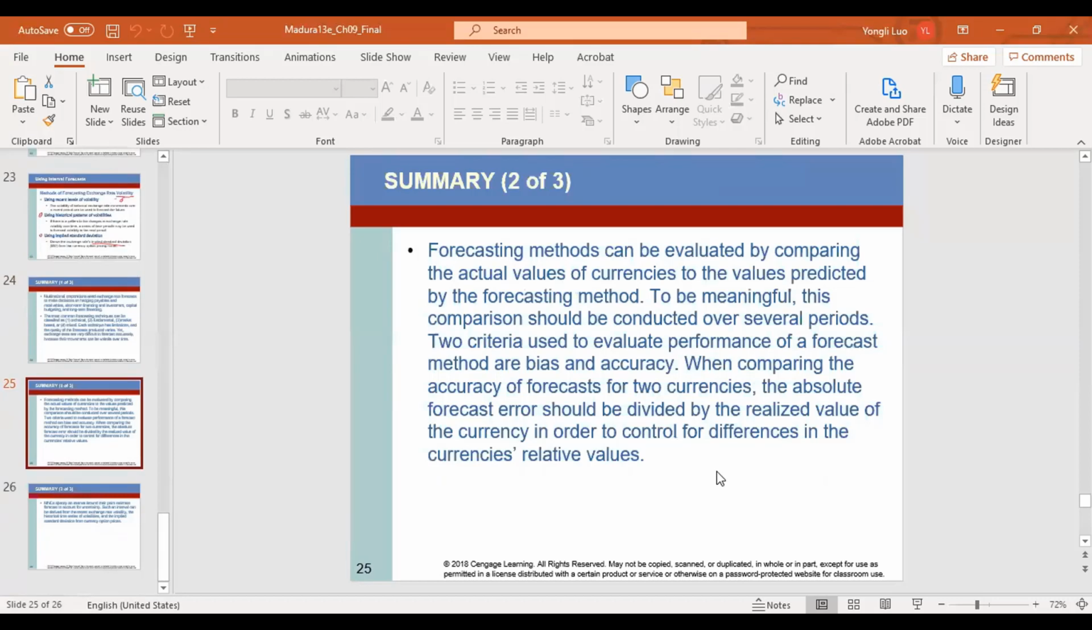Two criteria used to evaluate the performance of a forecast method are bias and accuracy. When comparing the accuracy of forecasts for two currencies, the absolute forecast error should be divided by the realized value of the currency in order to account for differences in the currency's relative value.